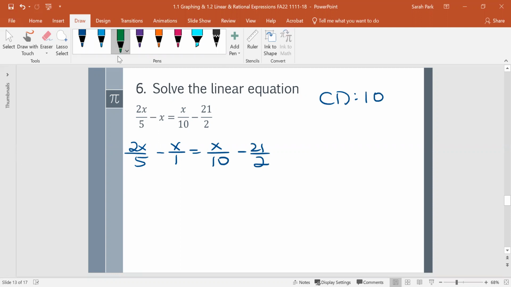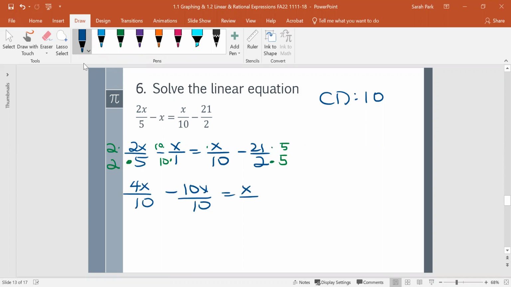And so I'm going to choose numbers that will help me get a 10 in the denominator. So in this case, it's 2. Here we're going to do 10. Here, actually, it's already 10, so we don't need to multiply that by anything. So here we're going to multiply that by 5. We get 4x over 10 minus 10x over 10 equals x over 10. What's 21 times 5? 105 over 10. The 10s knock them out, we have common denominators.